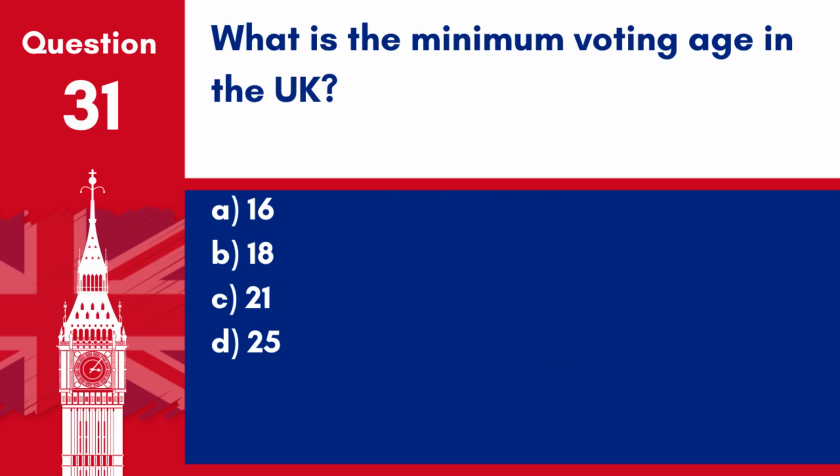Question 31. What is the minimum voting age in the UK? A. 16. B. 18. C. 21. D. 25. Answer: B. 18. The minimum voting age for most elections in the UK is 18 years.